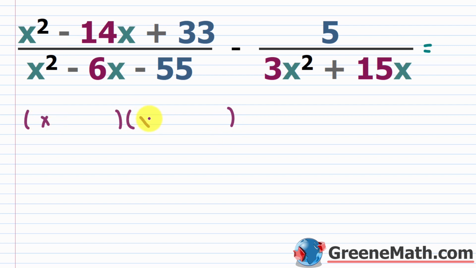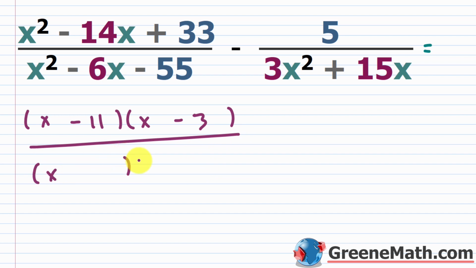This would be x and this would be x. I need two integers whose sum is negative 14 and whose product is 33. So that is going to be negative 11 and also negative 3, right? So negative 11 plus negative 3 is negative 14. Negative 11 times negative 3 is positive 33. Okay. Then over this guy right here, I'm going to put an x here and an x here. And then essentially I need what? I need two integers whose sum is negative 6 and whose product is negative 55. So that's going to be negative 11 and a positive 5.